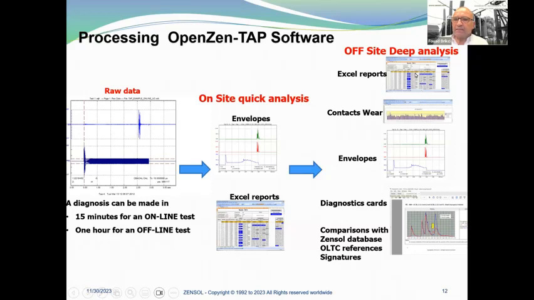And for the offsite deep analysis, sometimes it takes minimum 3 hours, could take 4 hours. Well, it depends on the problems, because we go through what we call the Excel reports. Thanks to this, we have the contact wear, we analyze the envelopes, we have diagnostic cards, and after we can do some comparison with the Zensol database OLTC reference signatures.